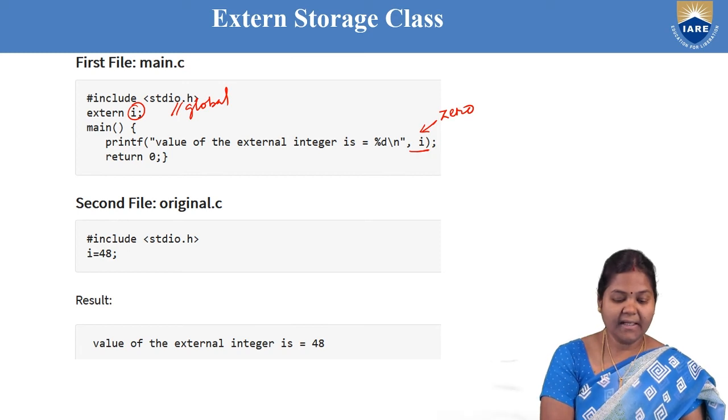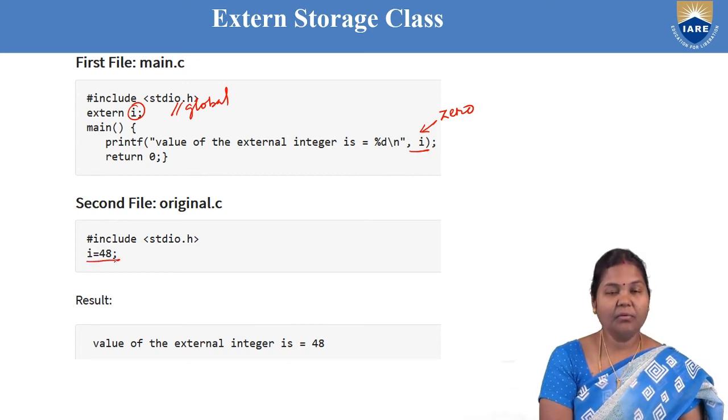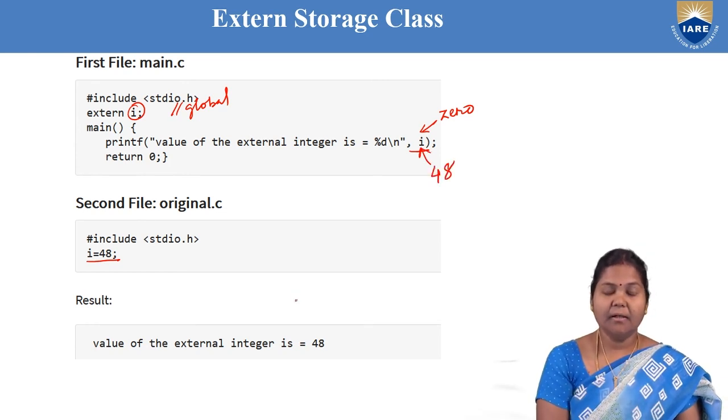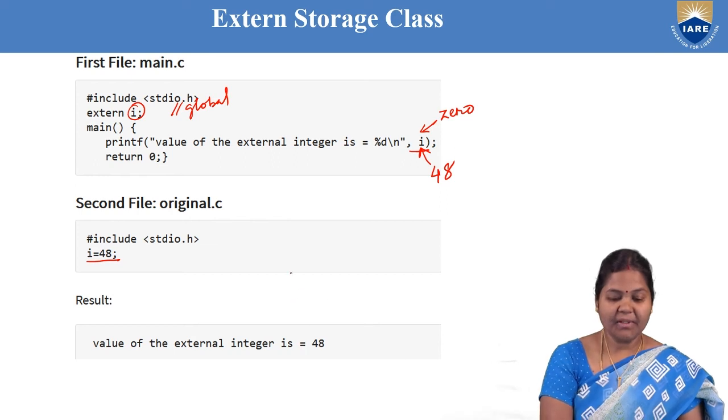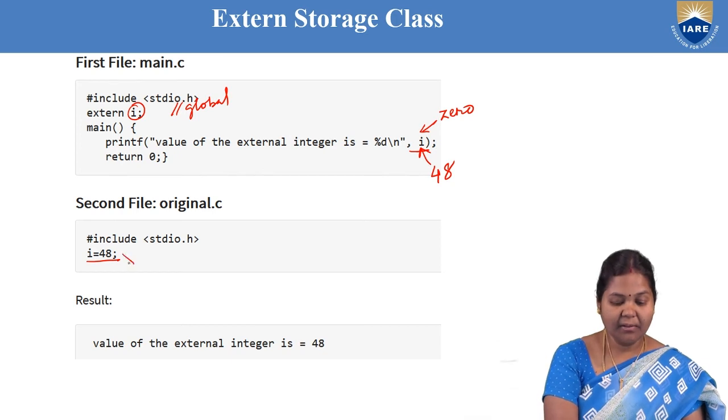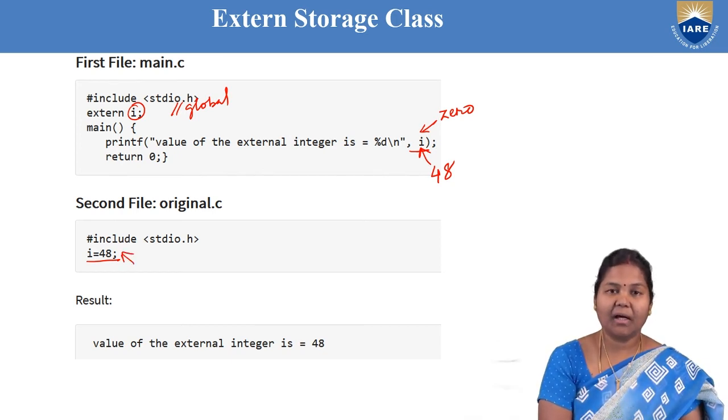In the second example, what you have done? We have taken the value of I, we have initialized with 48. So the 48 value will be reflected in the first file. So the value of I will get it as 48. So this way, in one file we have declared a variable to be external. In the other file, we have given the initial value for I to be 48. So that is reflected in the first file again. So the value of the external integer is 48. Whenever you print it, you will get it. But the default initial value, if you do not assign any value, then it is 0.